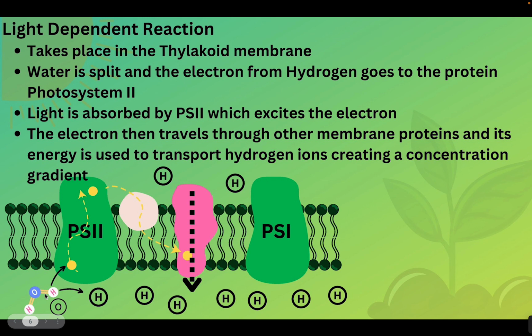Since water is made up of hydrogens and oxygens, the oxygen will break off and the hydrogens will break off when we split this. Once we do that, we're actually going to take an electron from hydrogen and send it into photosystem 2. So photosystem 2 is the first protein that the electron's going to go through in this electron transport chain. The reason it's called photosystem 2 was because it was the second one to be discovered, but it is the first one in the system here.